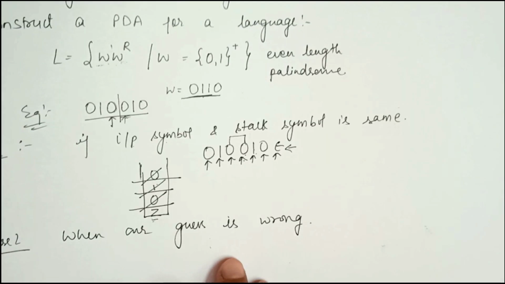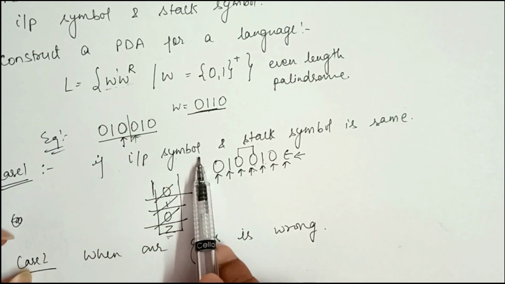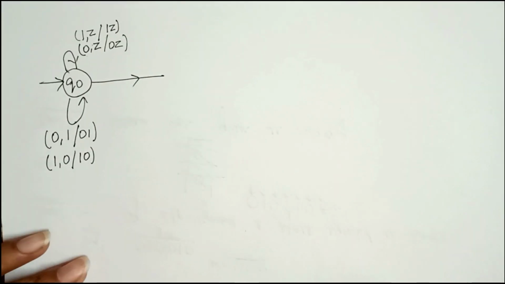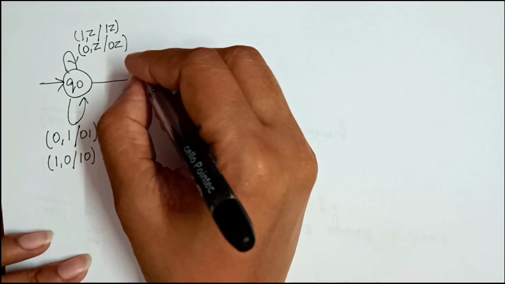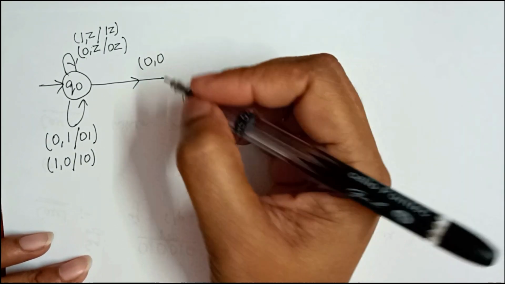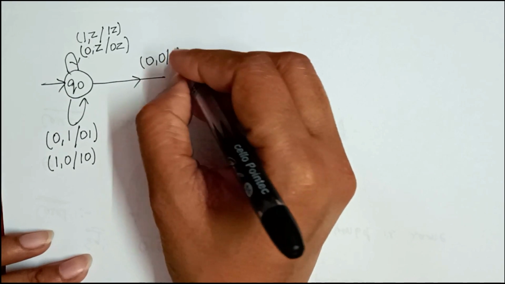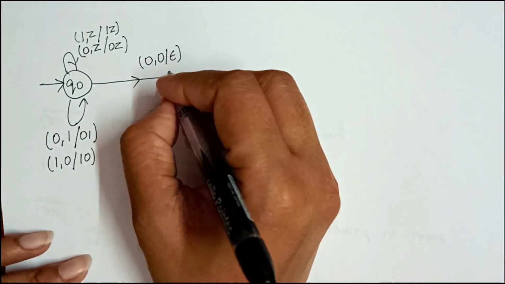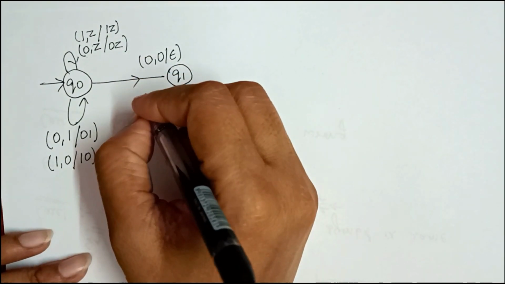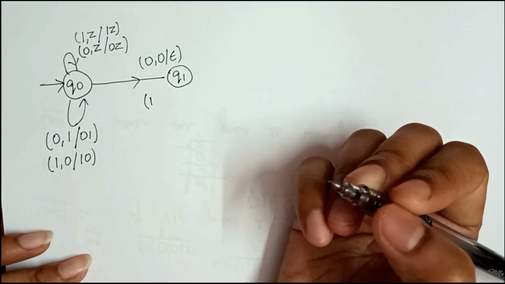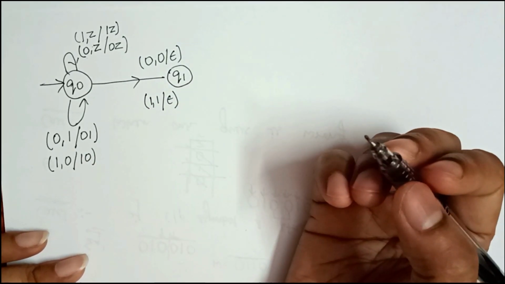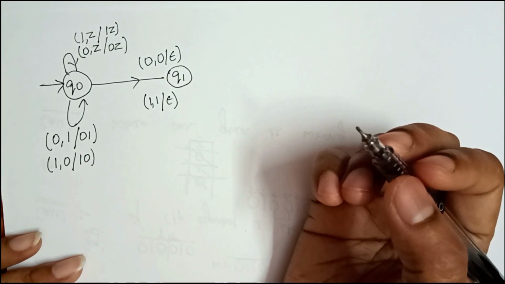Now, as we discussed, there are two cases: when the input symbol and the stack symbol are the same, and when they are not the same. So how do we explain this? Suppose the input symbol is 0 and the top of the stack is 0, so we pop it. If our guess is right, it will make an epsilon move and we move to the next state, that is Q1. Or if the input symbol is 1 and the top of the stack is 1, we pop this 1 for every 1 and we reach the next state, that is Q1.